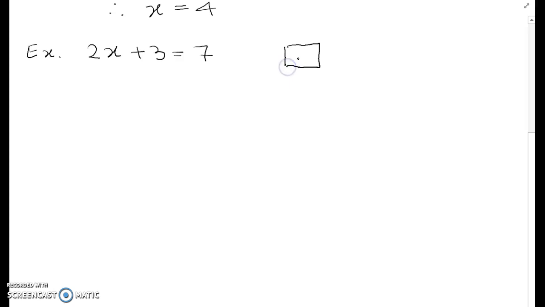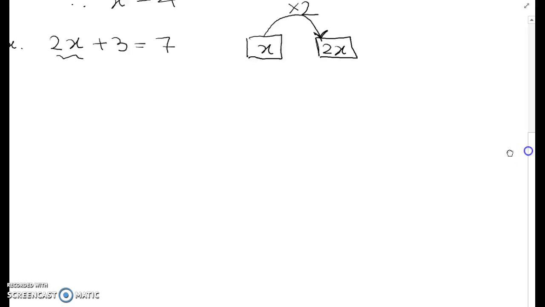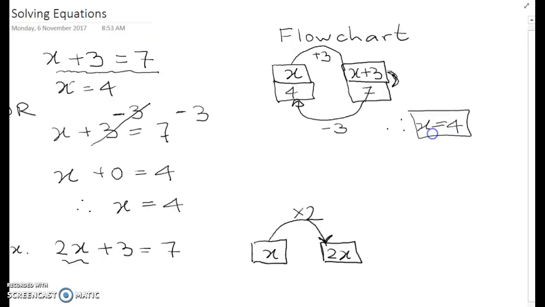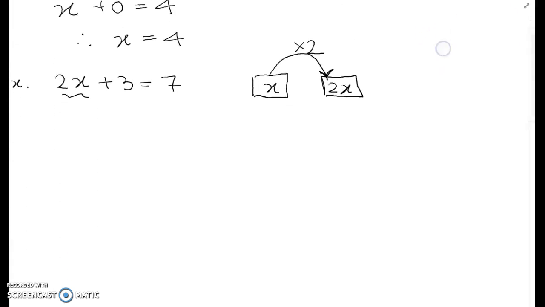We always start with x. x is there. What happened to x? x has been multiplied by 2. So I'm just going to have another box here and say, okay, x has been multiplied by 2, so it's going to give me 2x. So we're going that way. Now, what's the next step? 3 has been added to x. So 3 has been added.